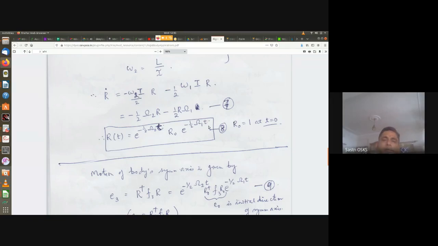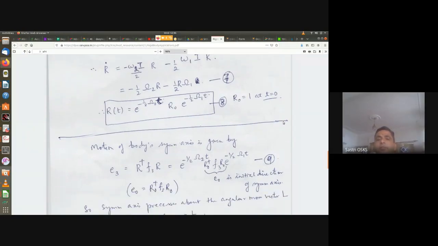It's not very difficult. Actually, you can write this as minus half of omega 2 minus omega 1 into R. So you will basically get R naught exponential minus half times omega 2 minus omega 1 into t. Because here R naught is just some constant, you can write it as two different parts, nothing else other than that. Here R naught will be chosen as 1 at t equal to 0. What does it mean? That is, at the starting point, we are having F3 along the same direction as E3.